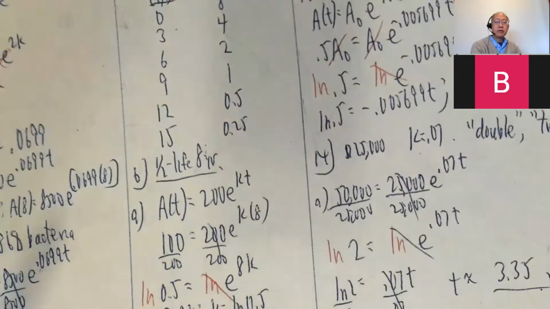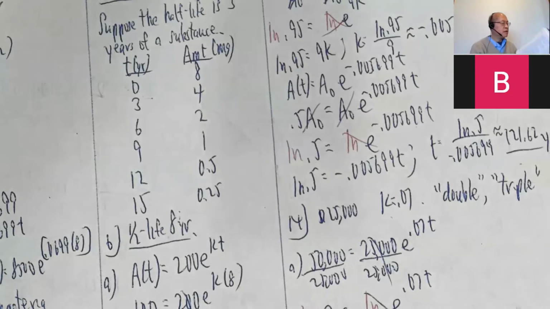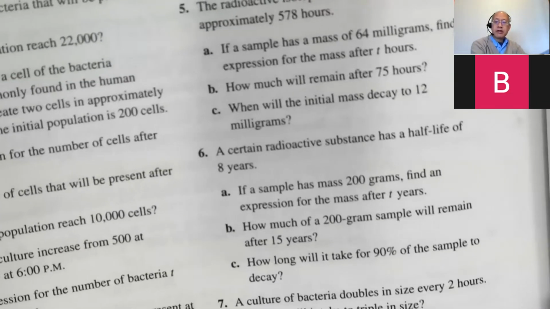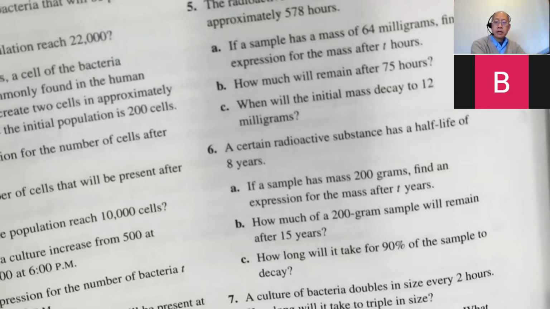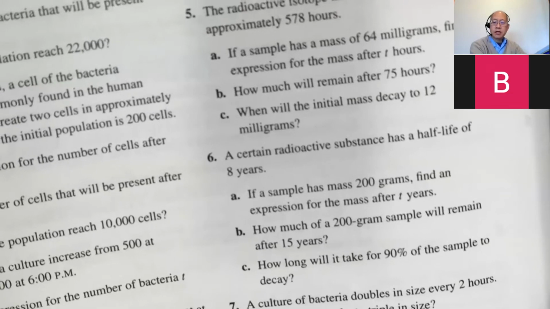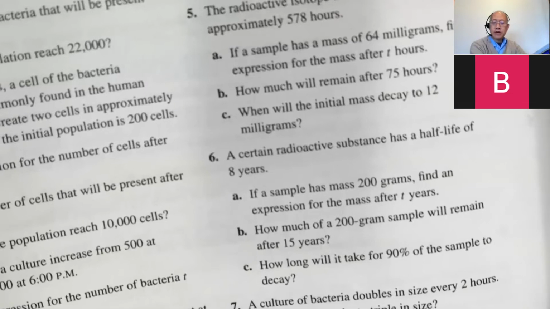Right, so now the problem 6, the half-life is given to be 8 years. Number 6, a certain radioactive substance has a half-life of 8 years. Okay. If a sample has a mass 200 grams, find an expression for the mass after T years. How much would it be after 15 years? How long will it take for 90% of the sample to decay? All right.